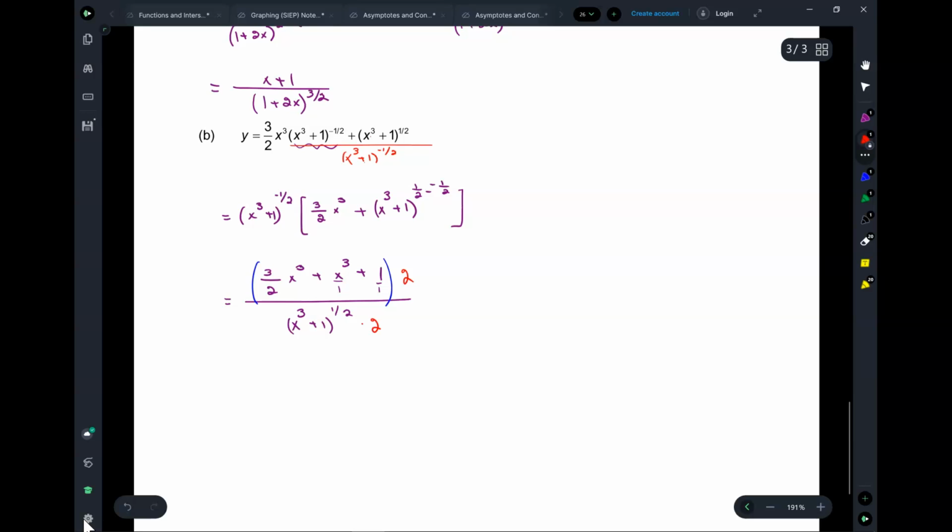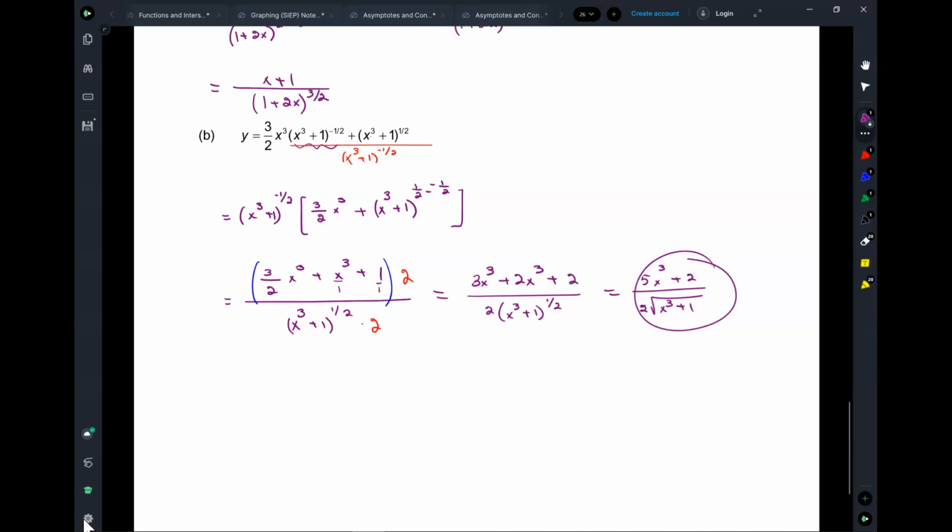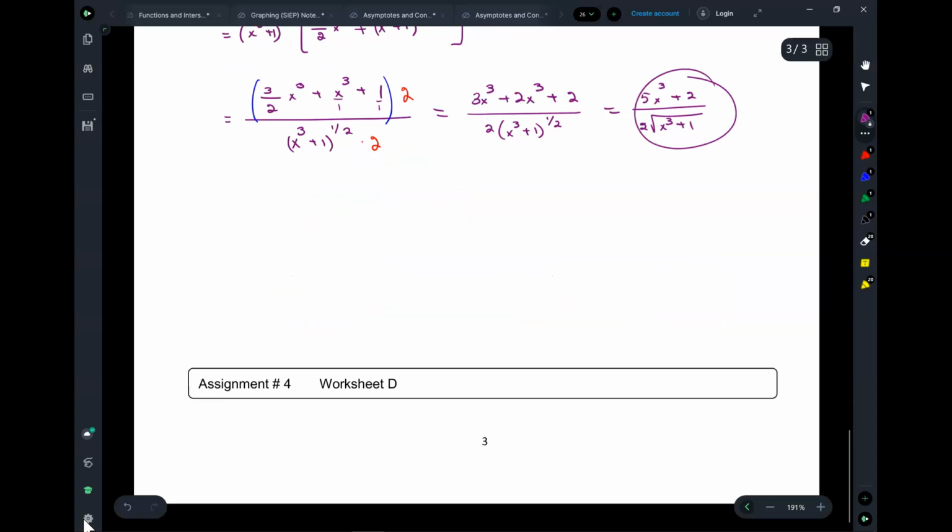So let's multiply top and bottom by 2 again. So this will be 3x cubed plus 2x cubed plus 2 over 2 (x cubed plus 1) to the half. Finally, 5x cubed plus 2 over 2 root (x cubed plus 1). Okay? All right. And that's that.